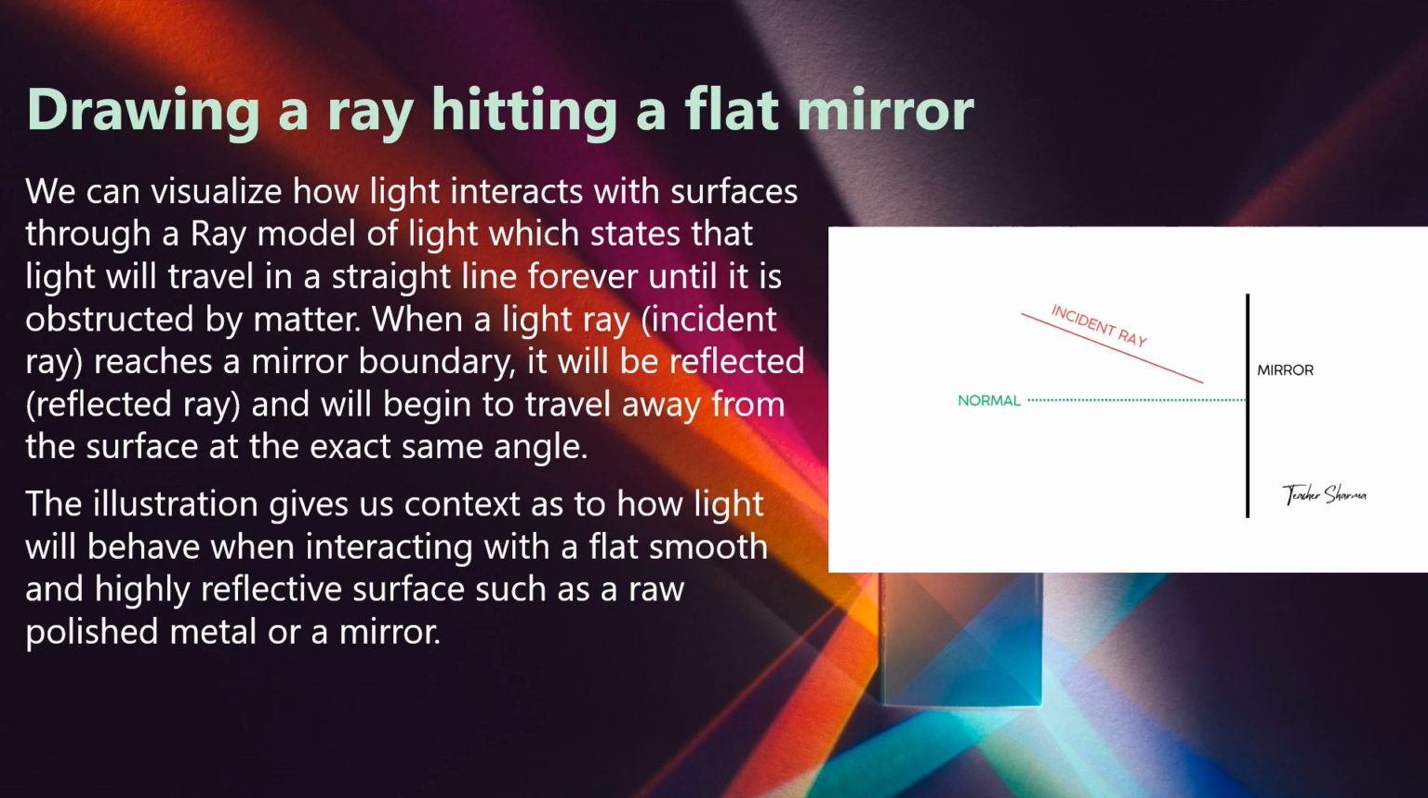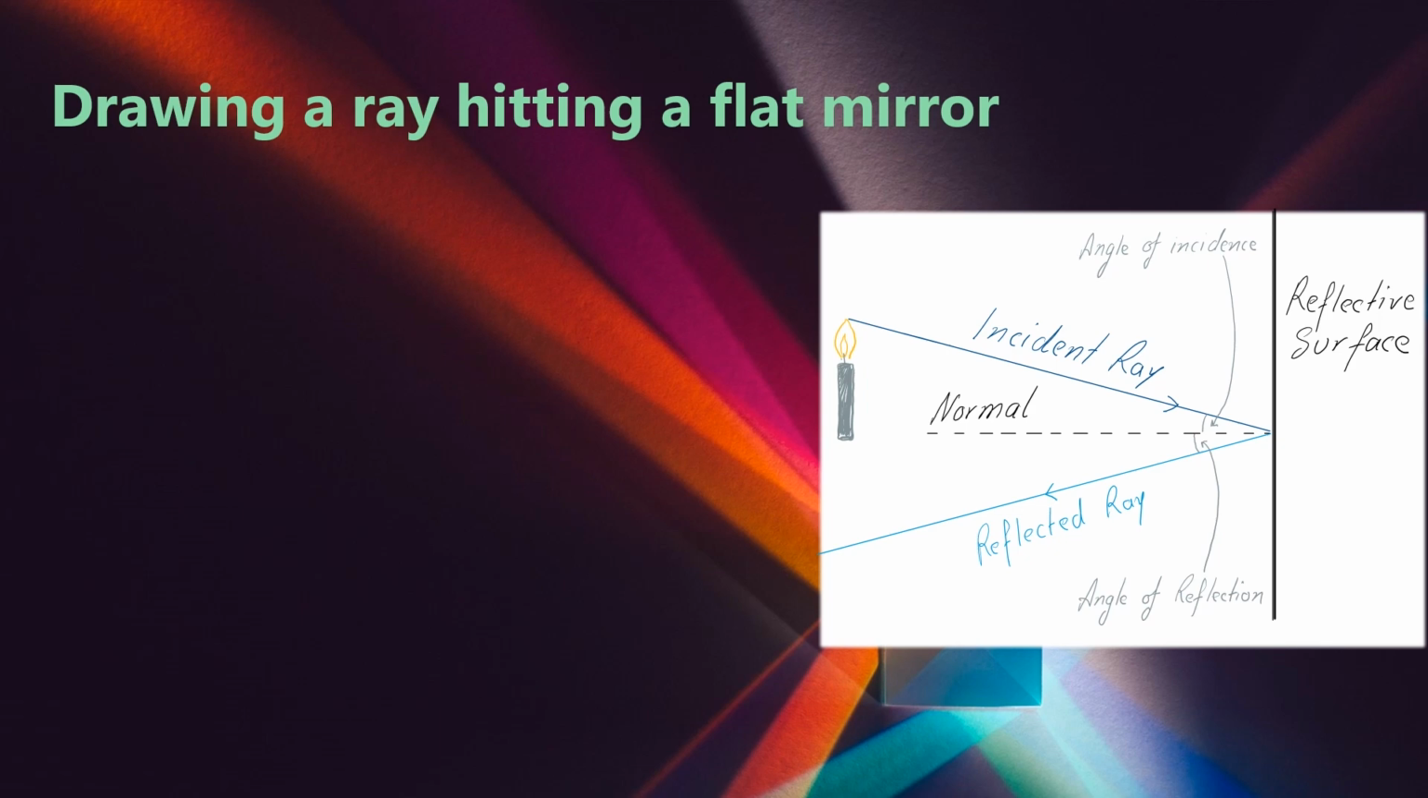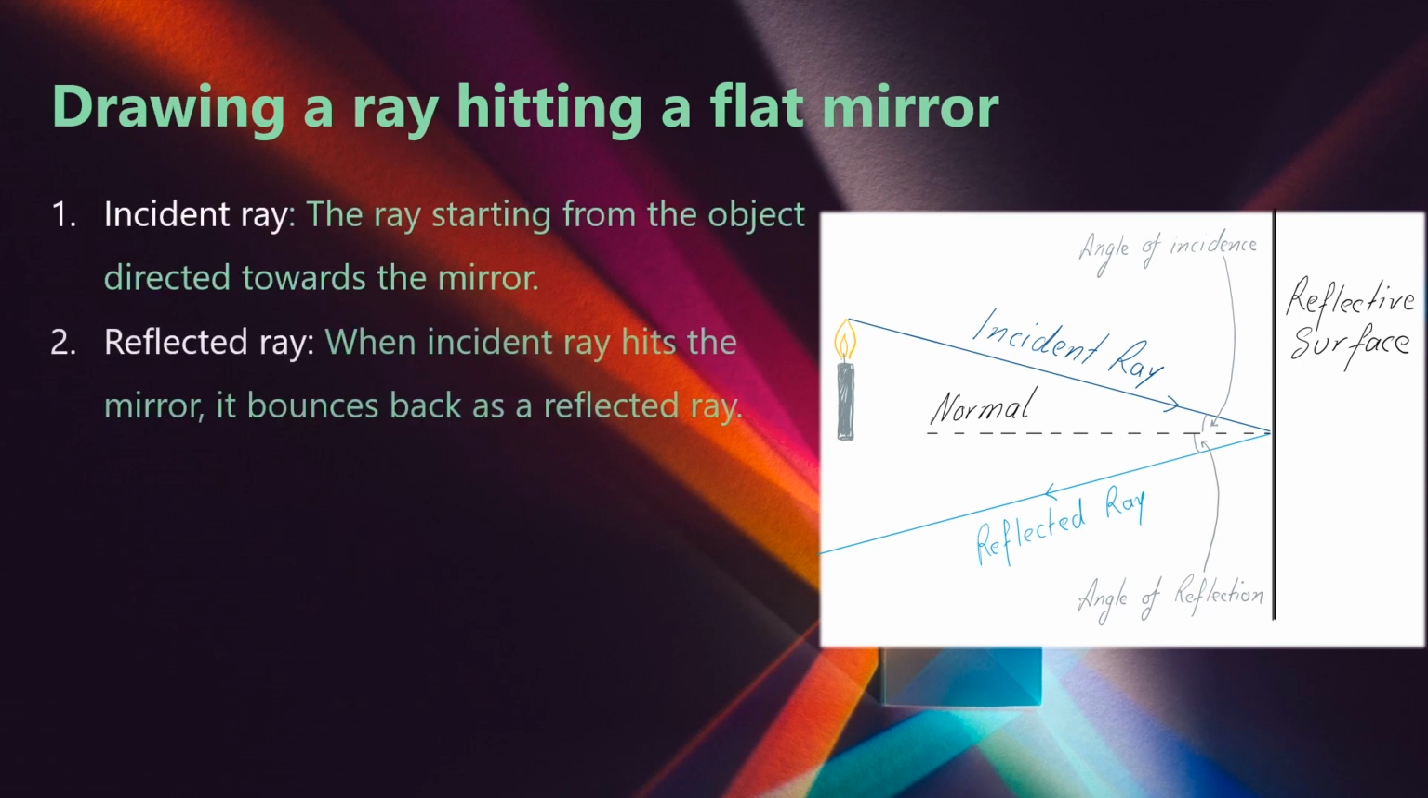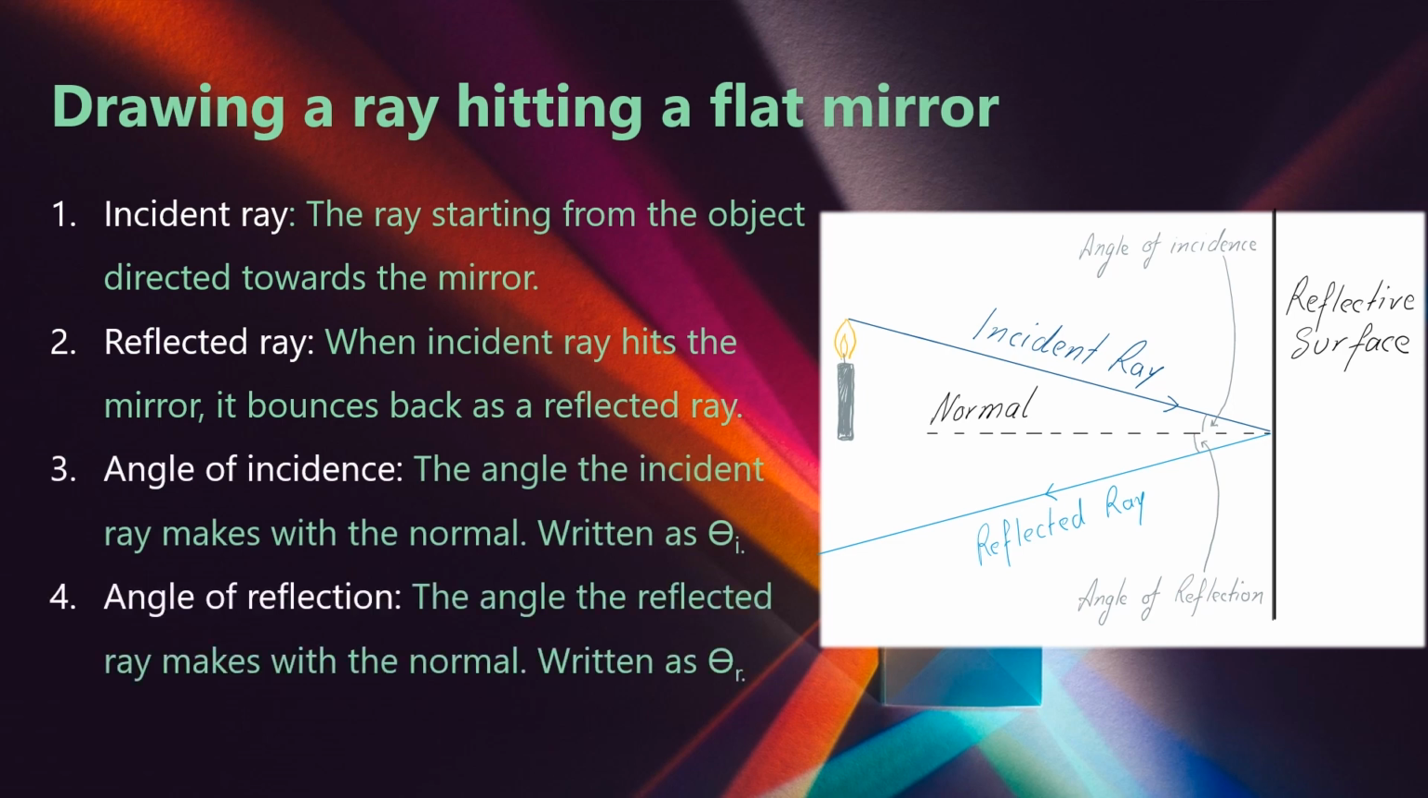You can see the incident ray came in, hit the mirror, and it gets reflected by the mirror. The angle that the incident ray makes with the normal is called the angle of incidence, and the angle the reflected ray makes with the normal is called the angle of reflection. This is what that diagram looks like. We have our incident ray, our reflected ray, our angle of incidence and angle of reflection. Please note down these terms because they will be used regularly in ray diagrams and you need to be familiar with them.